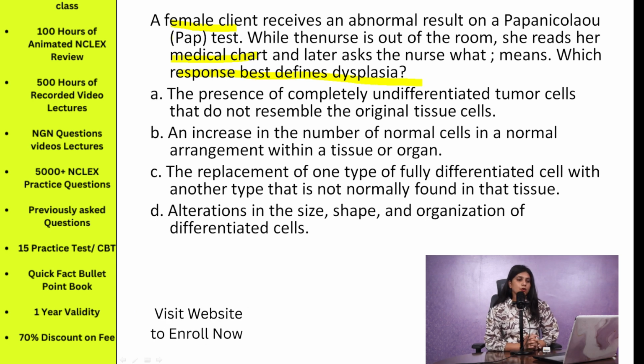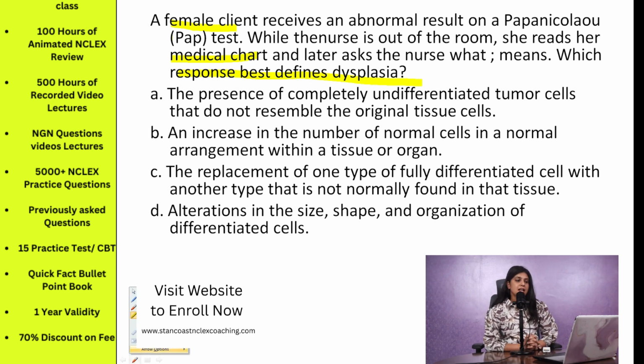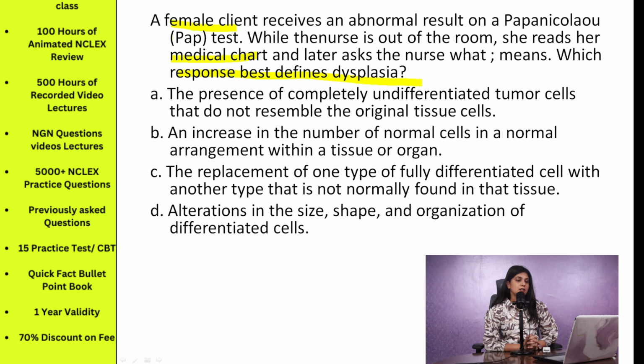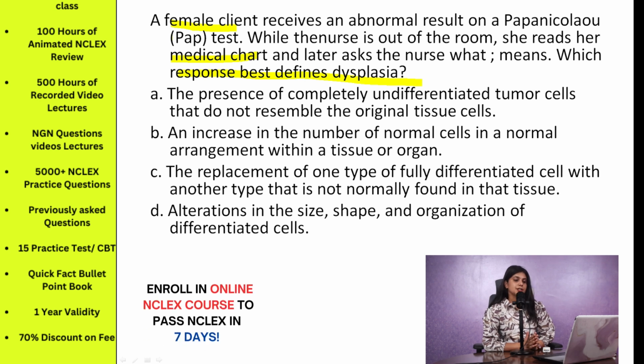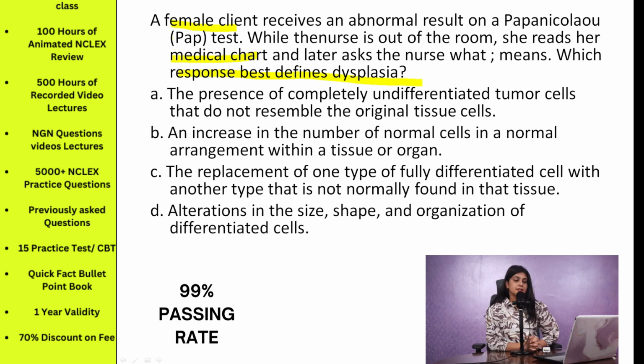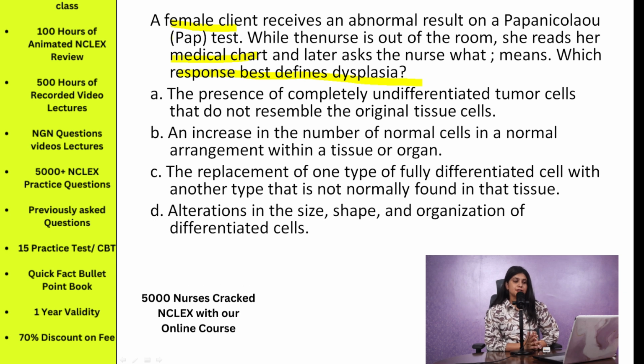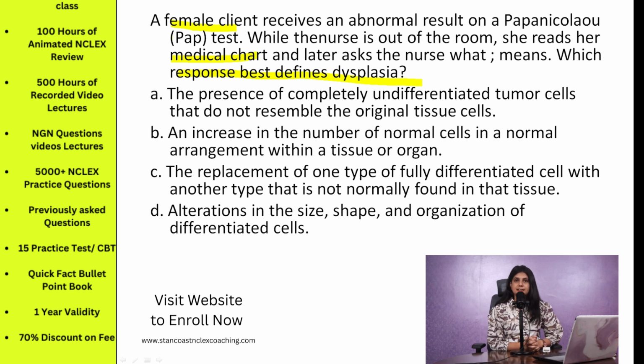A. The presence of completely undifferentiated tumor cells that do not resemble the original tissue cells. B. An increase in the number of normal cells in a normal arrangement within a tissue or organ. C. The replacement of one type of fully differentiated cell with another type that is not normally found in that tissue. D. Alterations in the size, shape, and organization of differentiated cells.